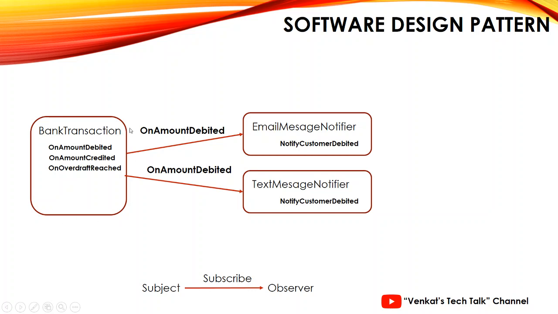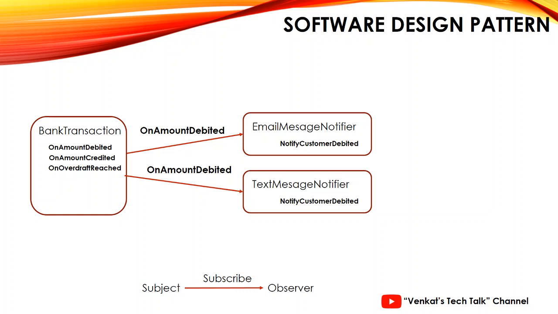So bank transaction component is a subject here. Text message notifier and email message notifier are the observers, and they are connected to the subscription process. So on amount debited is the event they are interested in hearing from the bank transaction. So whenever an amount is debited, through this event, text message notifier will receive the notification, and it will handle that event and do the appropriate action like notifying a customer or sending an email or whatsoever it needs to handle. So this is the practical example of the theoretical point I explained in the previous slide.